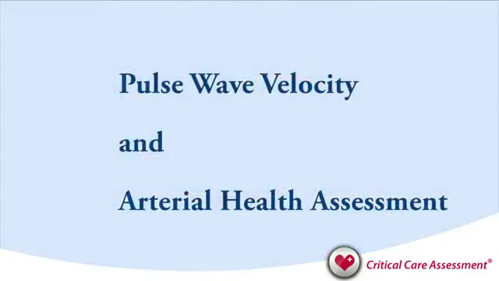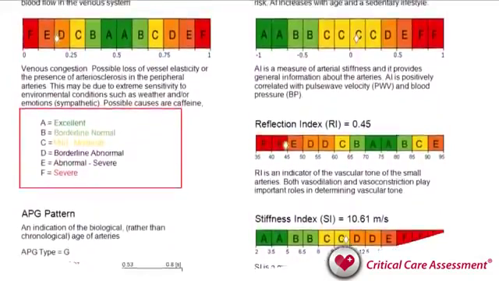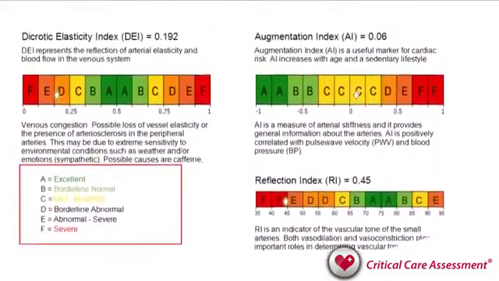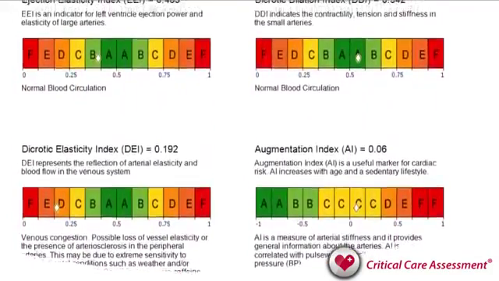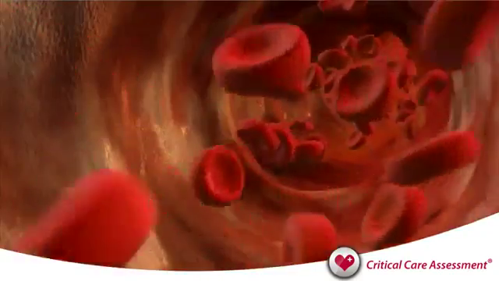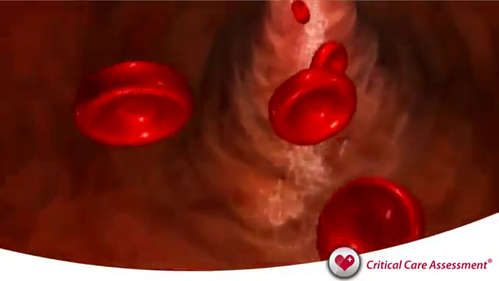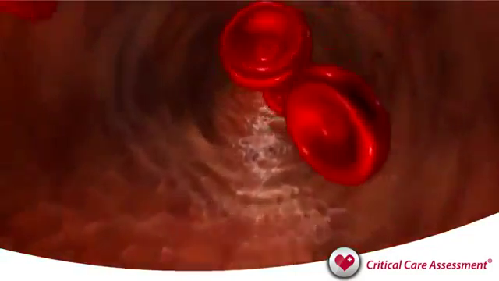Pulse wave velocity assesses stiffness index, reflex index, and augmentation index. In addition, pulse wave velocity assesses the reflection of arterial elasticity and blood flow in the venous system, the contractility, tension and stiffness in the small arteries, and provides an indicator for left ventricle ejection power and elasticity of large arteries.